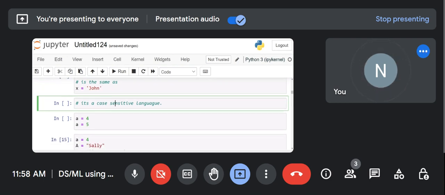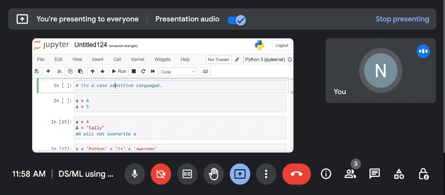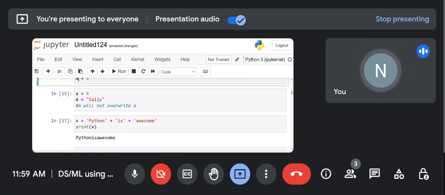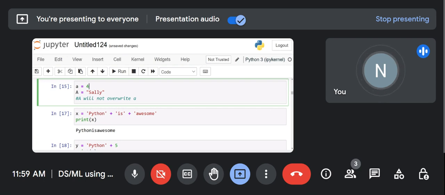Next, Python is a case sensitive language. If I assign a equal to 4, and if I assign capital A equal to 5, both are different, because Python is a case sensitive language. If I print the value of small a, it will give me 4. If I print the value of capital A, it will give me 5. Similarly, this is what I did here: small a equal to 4, capital A equal to Sally, different variables.